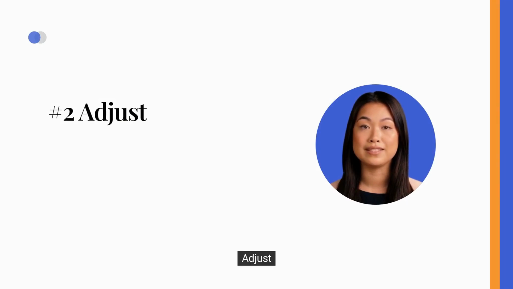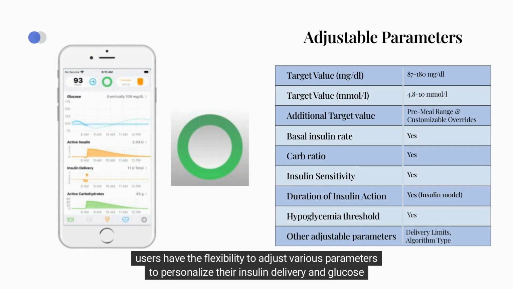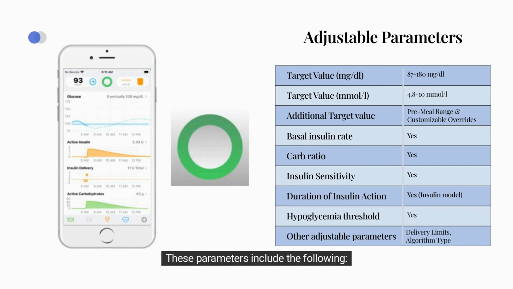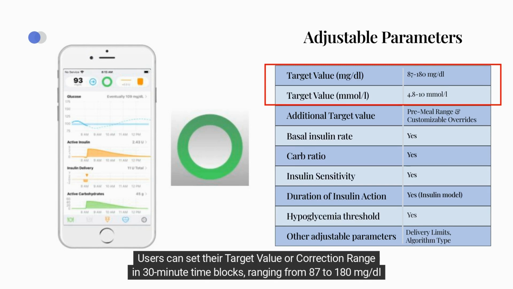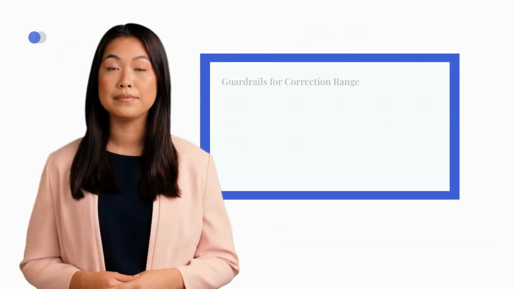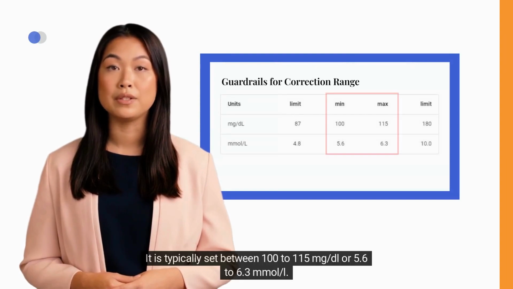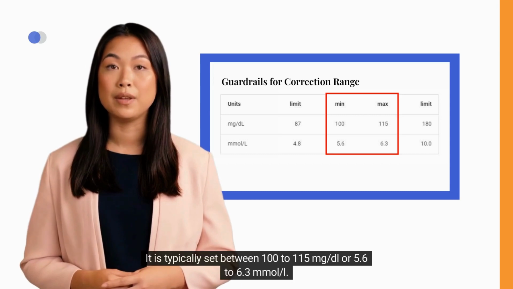2. Adjust. In DIY loop, users have the flexibility to adjust various parameters to personalize their insulin delivery and glucose management. These parameters include the following. Users can set their target value or correction range in 30-minute time blocks, ranging from 87 to 180 mg per deciliter or 4.8 to 10 millimol per liter. It is typically set between 100 to 150 mg per deciliter or 5.6 to 6.3 millimol per liter.